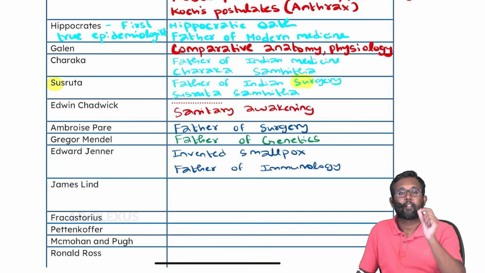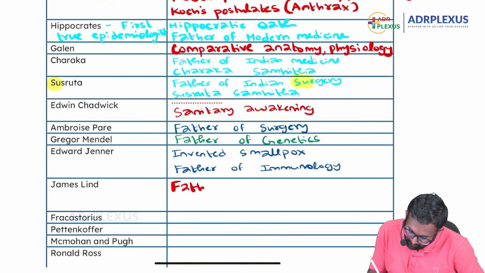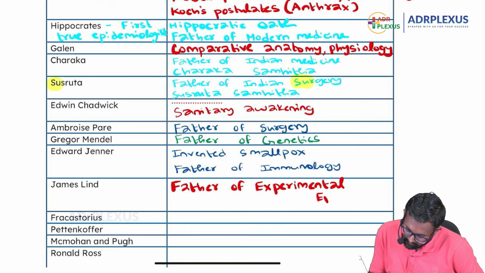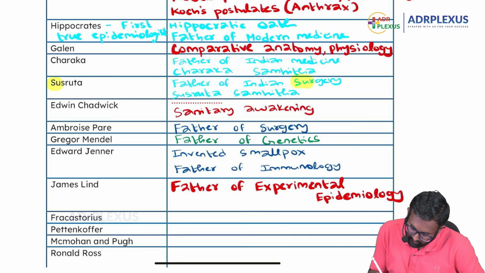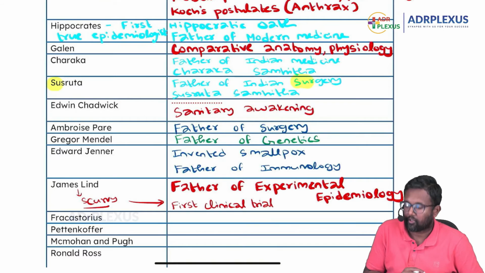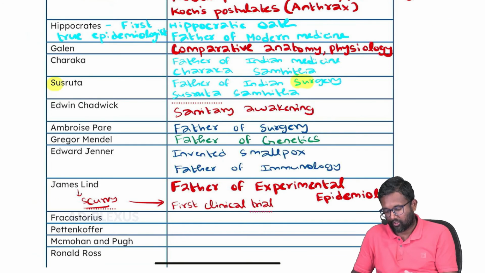Next, James Lind. He did an experiment on scurvy. So he's called the father of experimental epidemiology. What he did on scurvy is known as the first clinical trial known to man. So he's called the father of experimental epidemiology.